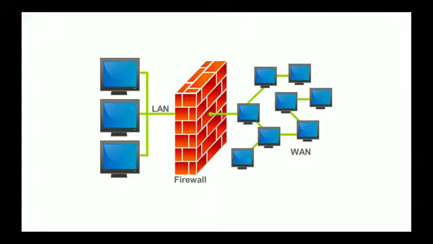So this is what a firewall looks like. If that WAN is the wide area network that represents the rest of the internet, then there's a firewall between it and where I'm connected, my local area network. And so there's a router inside of that brick wall.